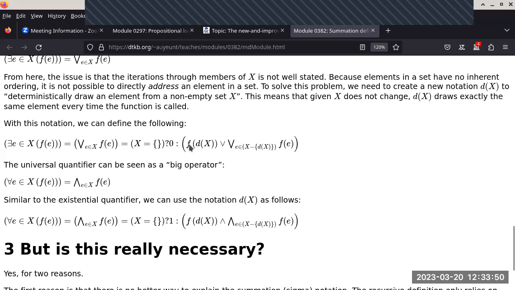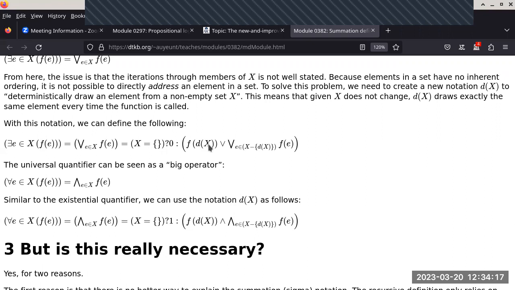Okay. So if X has only one element, then d of X has to be the only element of X. But I don't even care whether X has one element or two or an infinite number of elements. I just have to say, this is a deterministic function, and to pick one particular element out of X, I don't care which one it picks. And it will apply F to that particular element, that will give me an answer, either true or false.